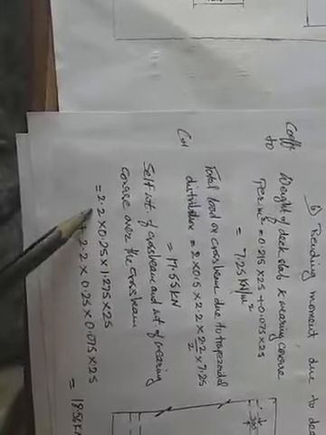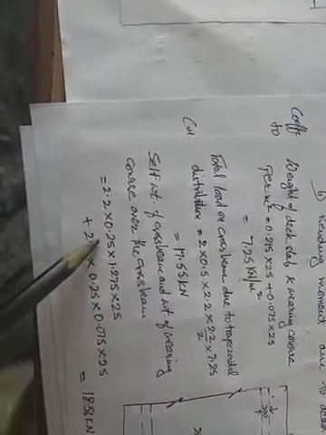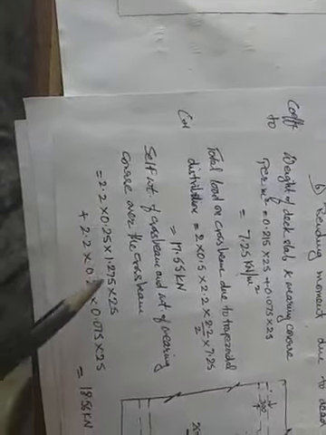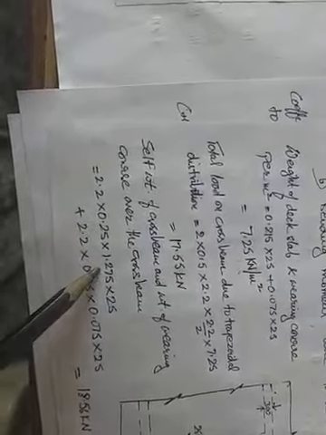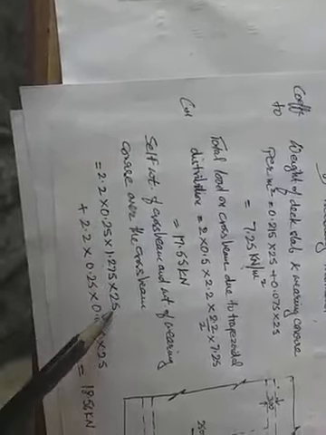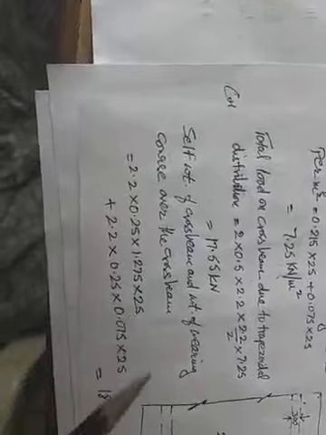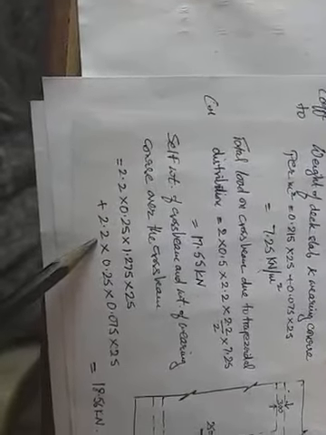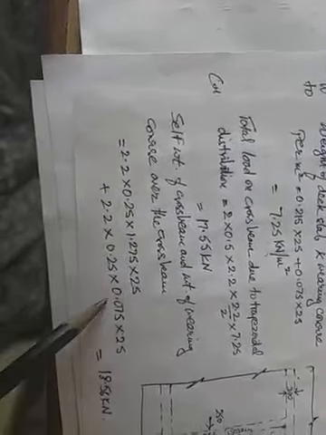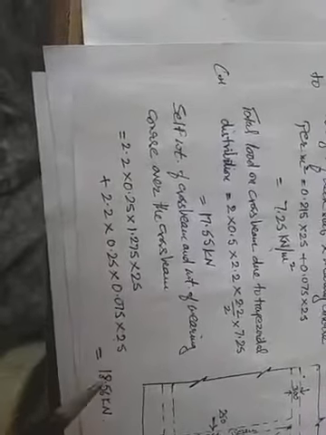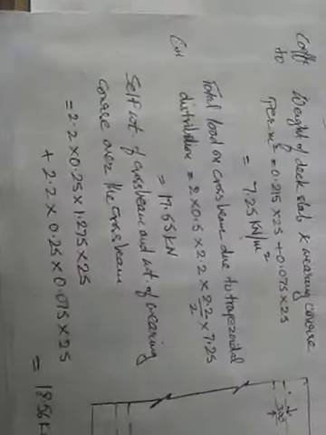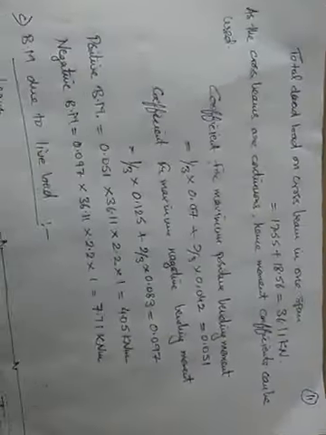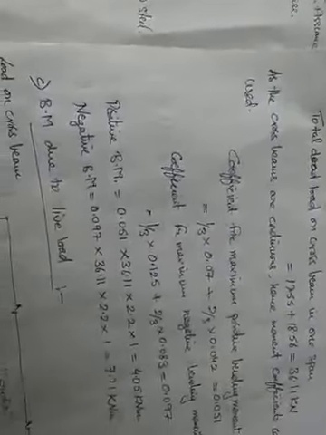Then there will be the self weight of the cross beam and the weight of the bearing course over the cross beam. So the self weight will be, the span is 2.2, the thickness of the cross beam is 0.25, and it is at a depth of 1.275 with 25 as the unit weight of concrete. For the bearing course again it is 2.2 into 0.25, thickness 0.075 into 25. So this gives me a load of 18.56 kilonewton. When you sum this up, it comes to 36.11 kilonewton as the total load.